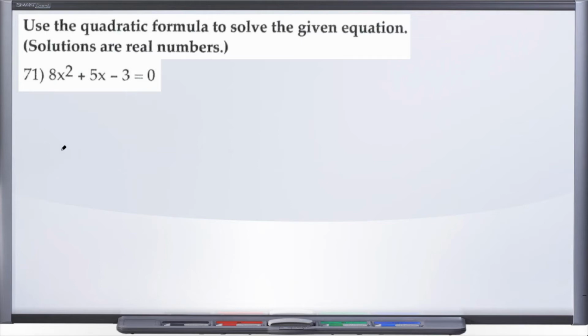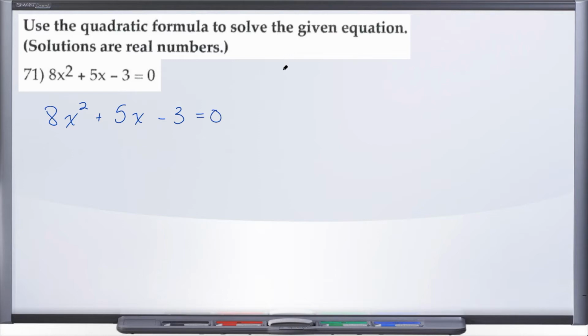All right, last one, number 71. We finally made it. I think this is the longest practice test we've had this whole semester. And the directions are to use the quadratic formula to solve the given equation. Solutions are real numbers. So we've been given 8x squared plus 5x minus 3 equals 0.